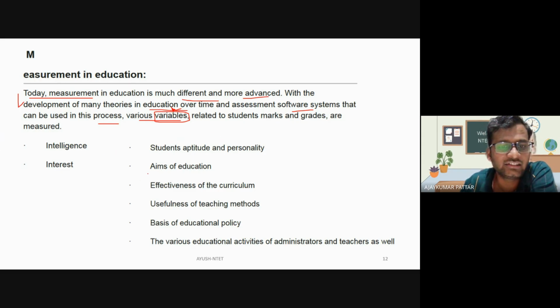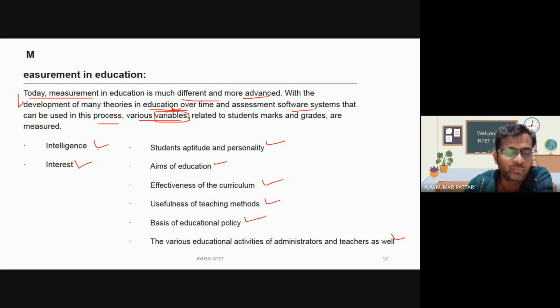We can measure students' aptitude and personality, aims of education, effectiveness of curriculum, usefulness of teaching methods. Everything you can measure in education. Intelligence of the student, interest of the student, you can measure. We will give the measurement in numerical forms.